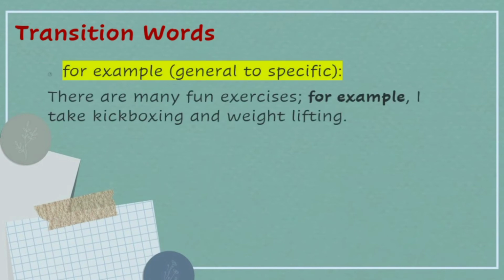Next, for example. For example functions as going from a general to a specific idea. In the example here, there are many fun exercises; for example, I take kickboxing and weightlifting. So, semicolon again, then you're giving an example, then a comma.